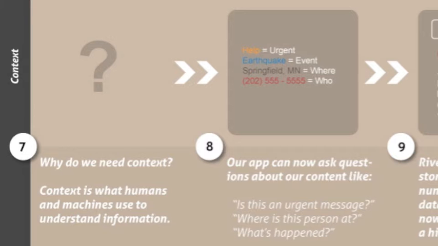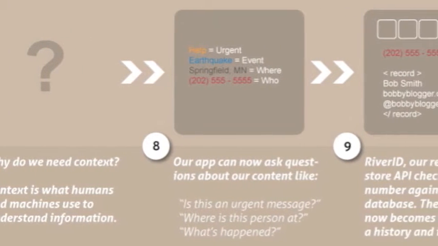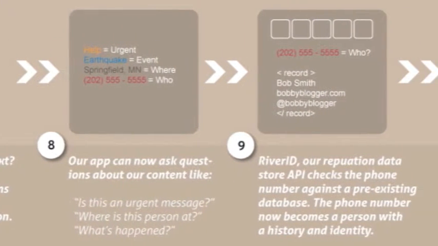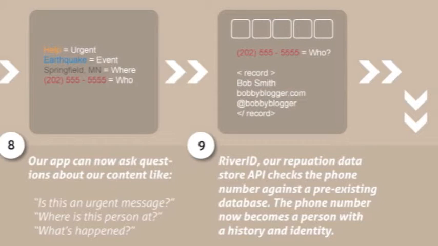Why do we do this? Because our applications need context. Adding context to data allows machines to begin to understand information similar to the ways the human brain does. We can now ask questions about our data like, is that an urgent message? Where's this person at? Can I trust this person is telling the truth? These questions can also be answered. The tagging API extracts active keywords that help cluster related content.